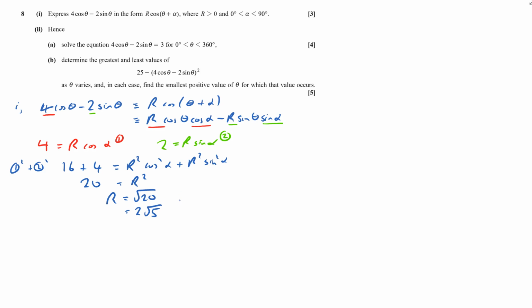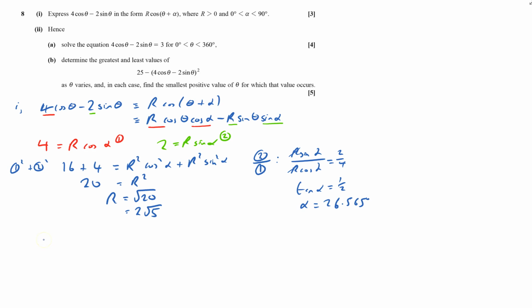And I've worked out what r is. To get the other bit, I need to divide them, so I'm going to do equation 2 divided by equation 1. On the right hand side, that's r sine alpha over r cos alpha, which equals 2 over 4. The r's cancel out, so that gives me tan alpha equals half, and so alpha equals 26.565 degrees. So I've got that first bit, and now I can do the second bit.